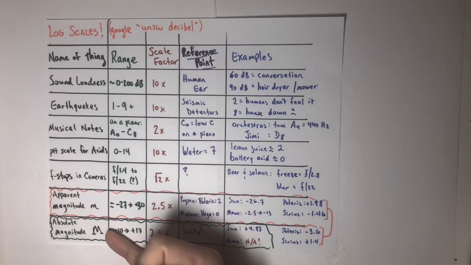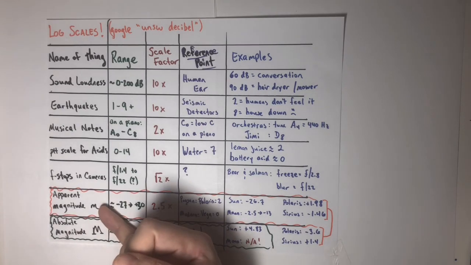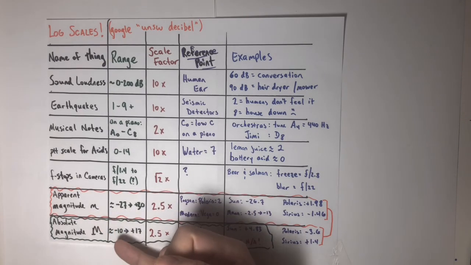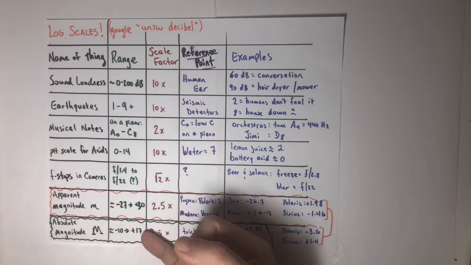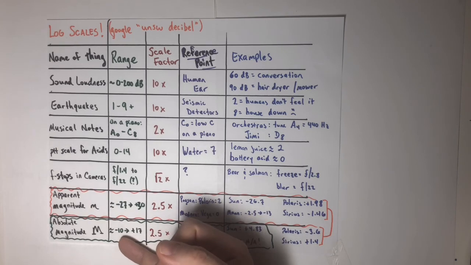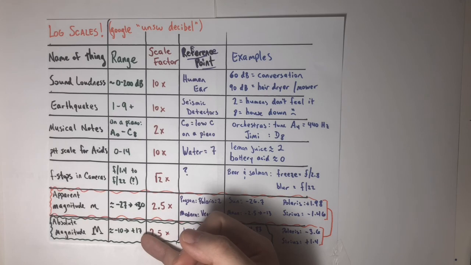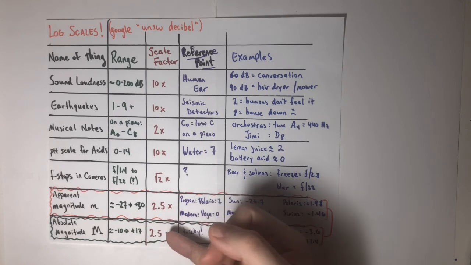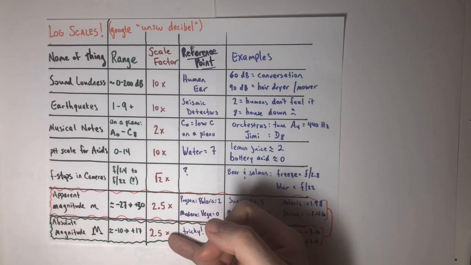Finally, we have the absolute magnitude scale, capital M. It's got a lot of similarities to the apparent magnitude scale, lowercase m. The range goes from roughly -10 for the brightest blue stars to about +17 for red and brown dwarfs. Just like with apparent magnitude, a negative number means a very, very luminous object, and a positive number means a very, very dim object, not very luminous. It goes by the same scale factor, 2.5 times.